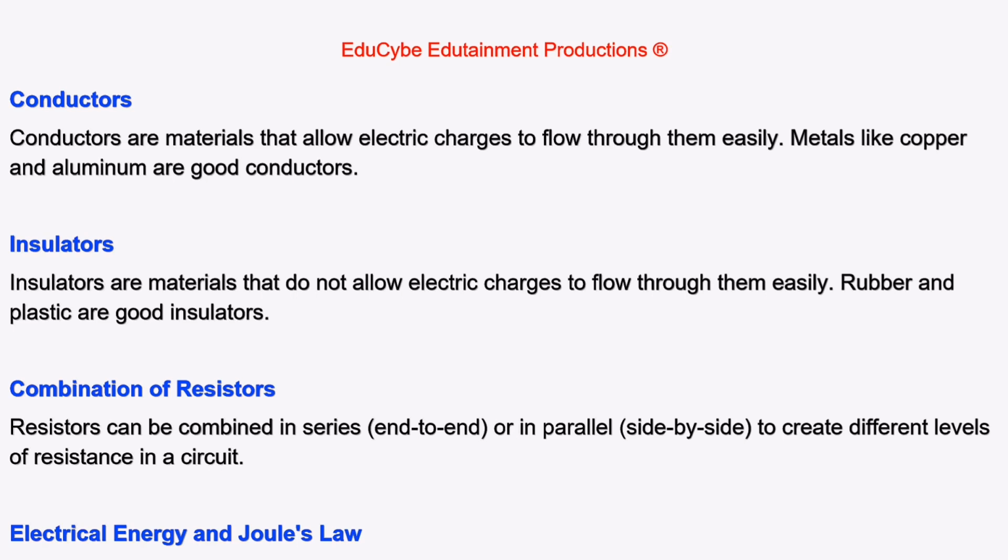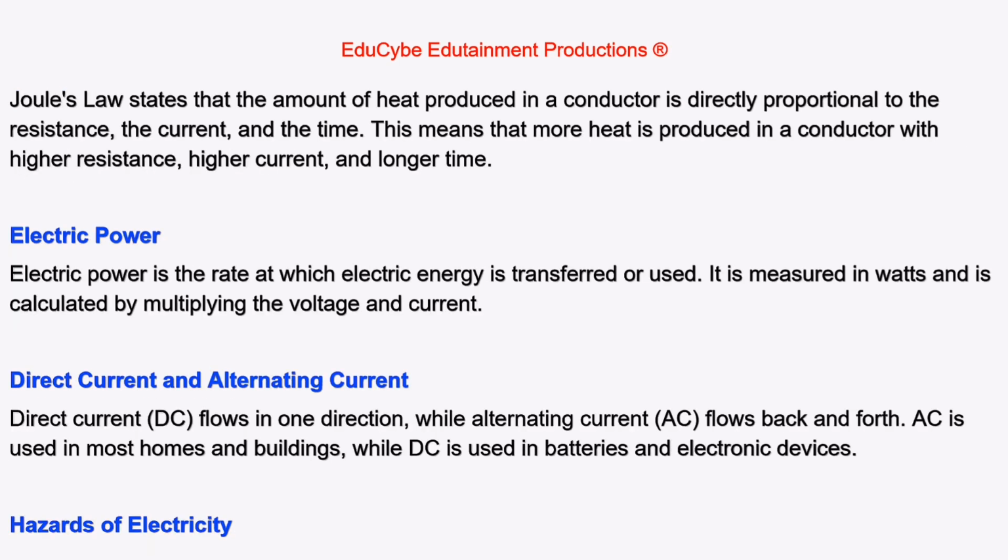Electrical energy and Joule's law. Joule's law states that the amount of heat produced in a conductor is directly proportional to the resistance, the current, and the time. This means that more heat is produced in a conductor with higher resistance, higher current, and longer time.